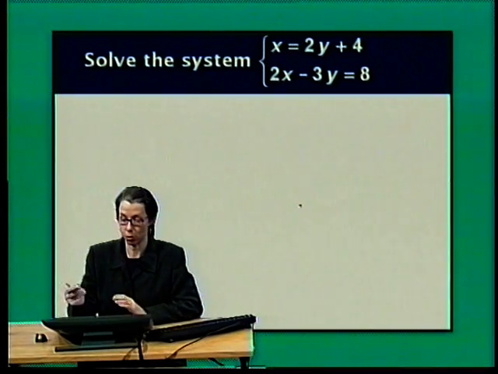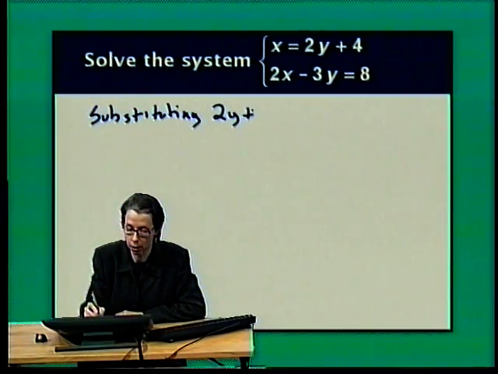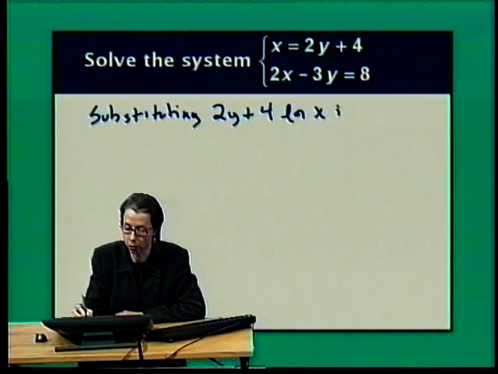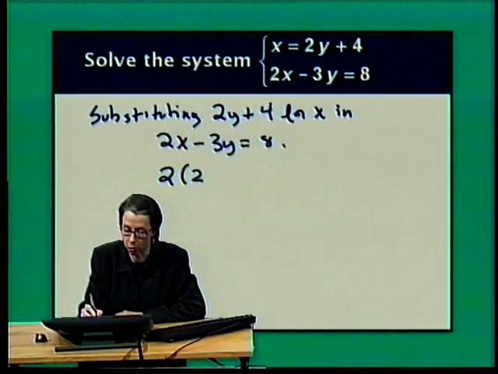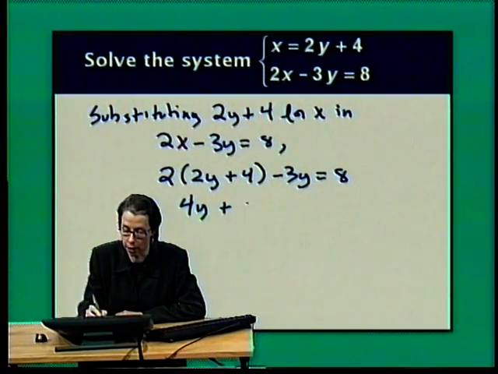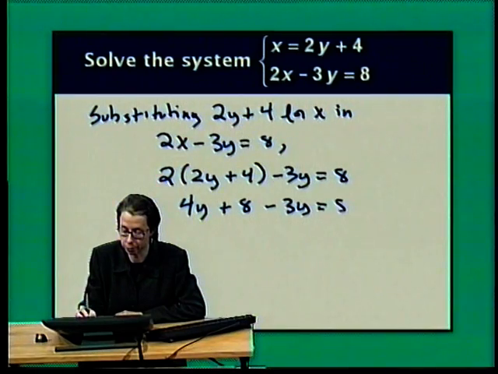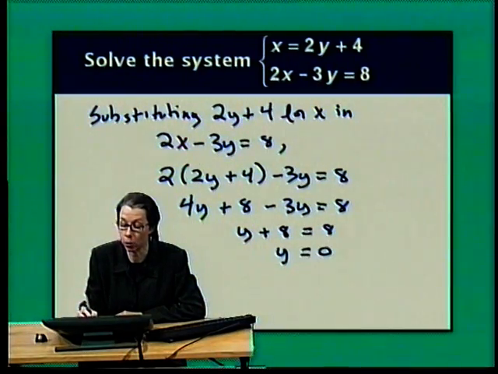So I'm going to start with the substitution. So substituting 2y plus 4 for x in the equation 2x minus 3y equals 8, I have 2 times 2y plus 4 minus 3y equals 8. Simplifying so that I can combine like terms, I have 1y plus 8 equals 8. Subtracting 8 from both sides, I get y equals 0.